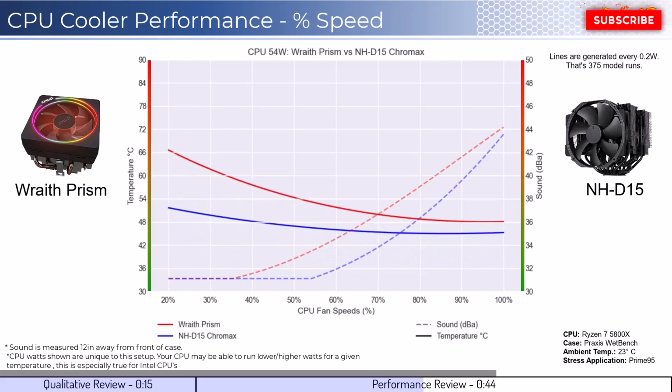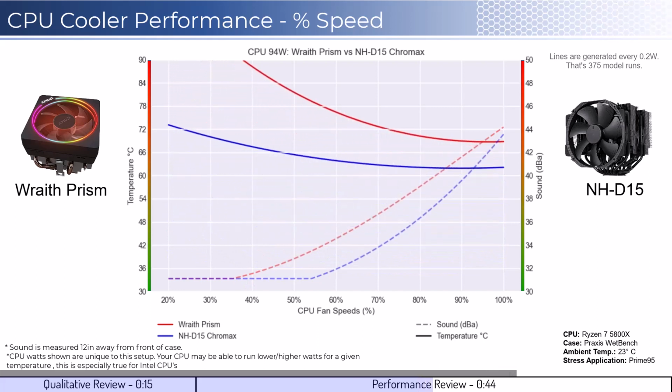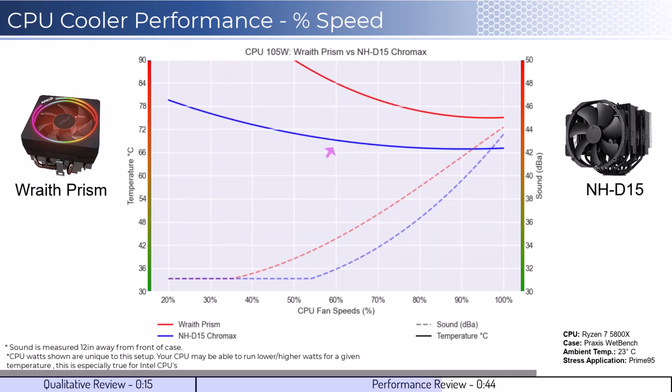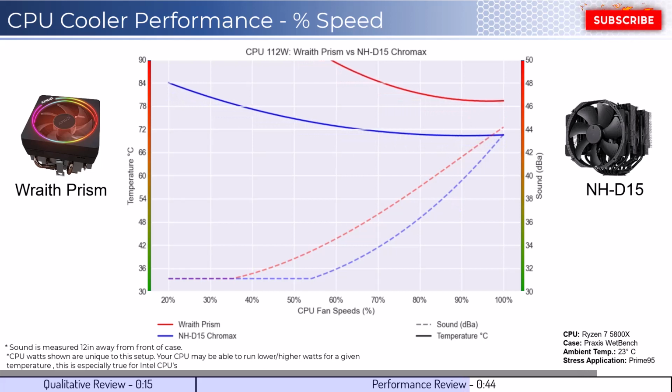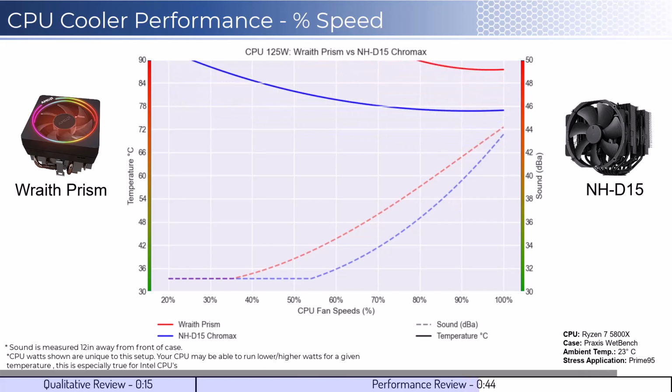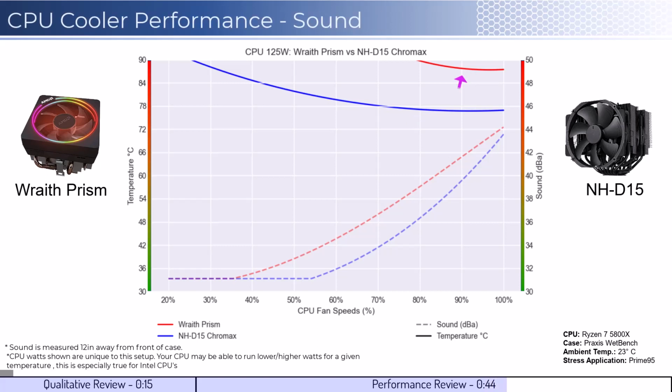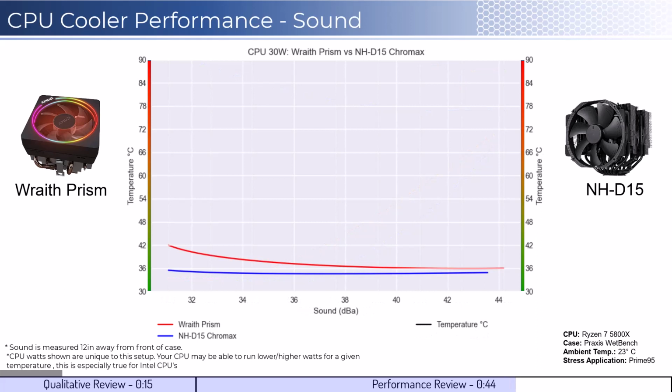As we increase the watts to 105, which is what the CPU is rated for, we can see that the D15 cooler has materially better cooling performance across the board, while also producing significantly less noise. Next, we will look at the CPU overclocked to 125 watts. This shows that the D15 cooler can handle overclock temperatures well, while the Wraith Prism would struggle to keep the CPU cool.